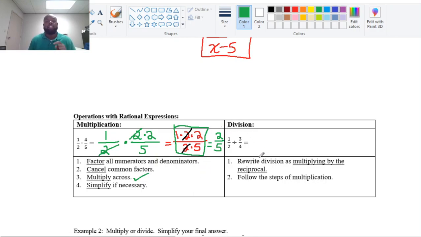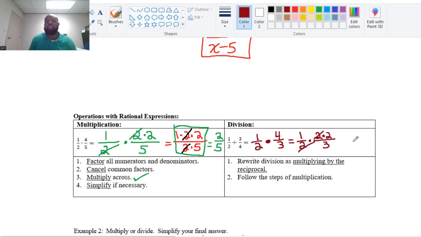All right. Division follows a similar process, but you have to remember that division is multiplying by the reciprocal. So what we're going to do here is take our first term, change that division to multiplication, and use the reciprocal of the second term. The reciprocal of 3/4 is 4/3. Now, this is basically that same type of problem. Let's factor everything.